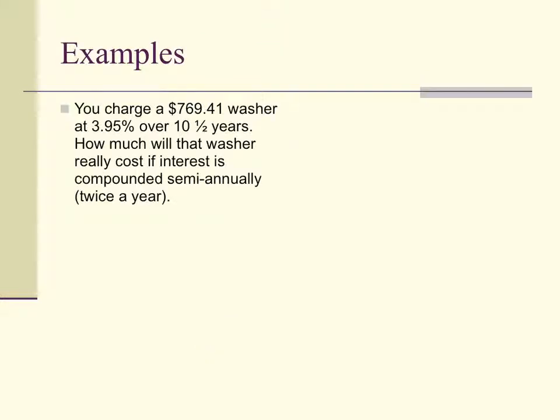So, an example. We want to charge $769.41 for a washing machine at 3.95% interest for 10.5 years. How much does it really cost us if we compound the interest twice a year?